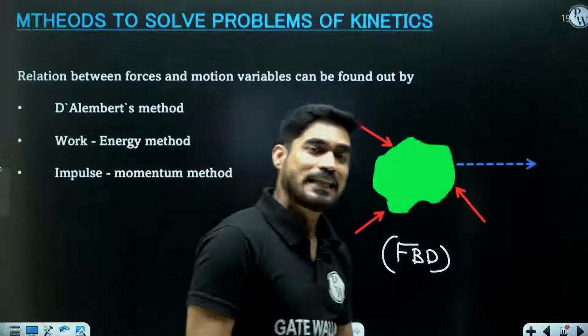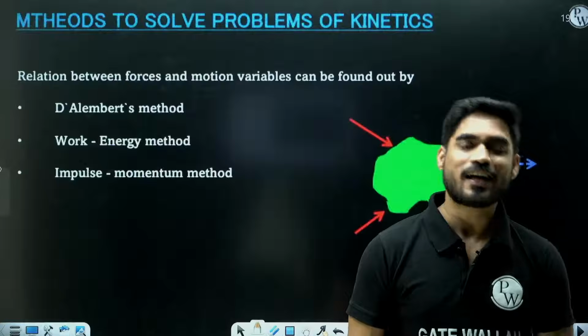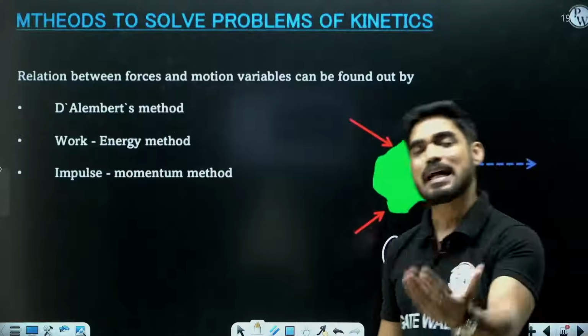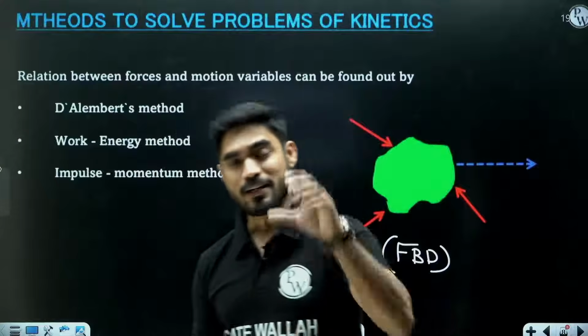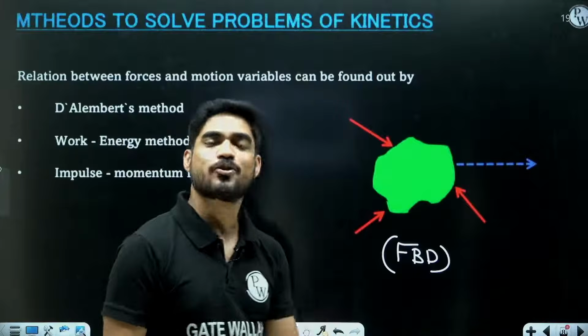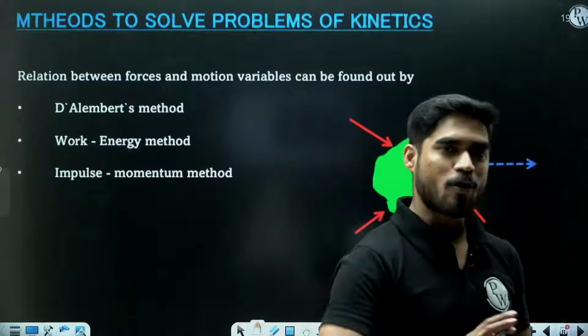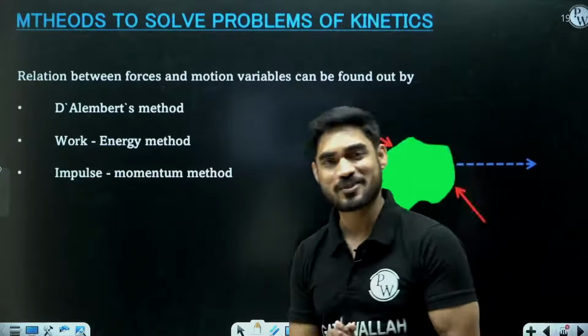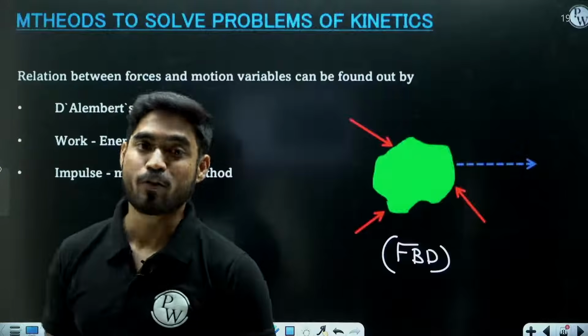Then we will use the concepts which we have used in kinematics, means relations between motion variables. V equals U plus AT, S equals UT plus half AT square. So this is a combination of statics and kinematics. You will need the concepts of both.